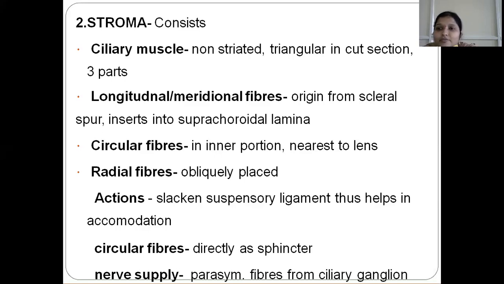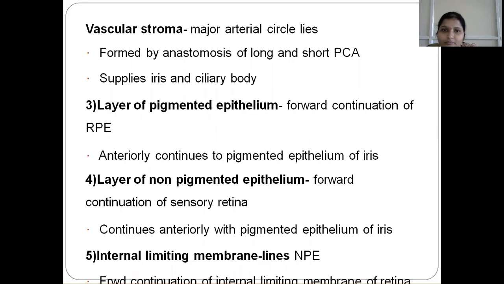The main action of the ciliary muscle is to slacken the suspensory ligament, which helps in accommodation. The circular fibers act as a sphincter. It is supplied by parasympathetic nerve fibers from the ciliary ganglion of the third nerve. The stroma also contains vessels. It is formed by anastomosis of both long and short posterior ciliary arteries, and this major arterial circle supplies both the iris and ciliary body.